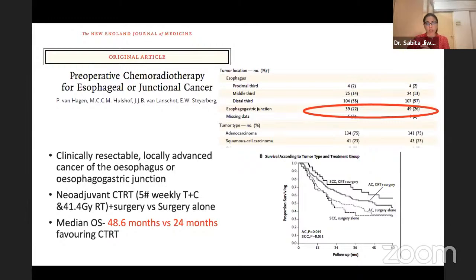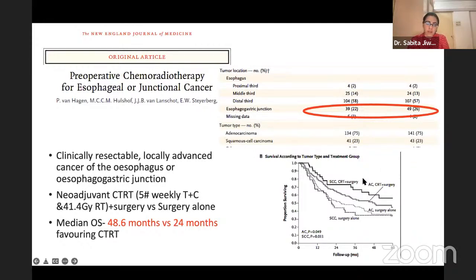But when we are talking about GE junction tumors, we have to see what was the percentage of the GE junction tumors actually in this study. So if you look at this, there were 39 patients in the neoadjuvant chemoradiation with surgery arm and 49 in the only surgery arm. So less than 100 patients in the esophagogastric junction, and 75% of the patients were adenocarcinoma and 25% of the patients were squamous carcinoma.